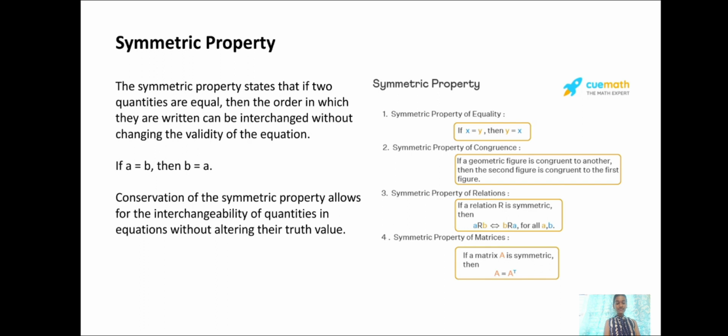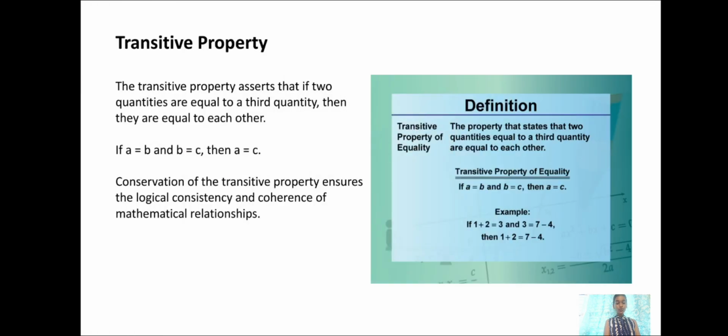Then, the transitive property. The transitive property asserts that if two quantities are equal to a third quantity, then they are equal to each other. The transitive property ensures the logical consistency and coherence of mathematical relationships.